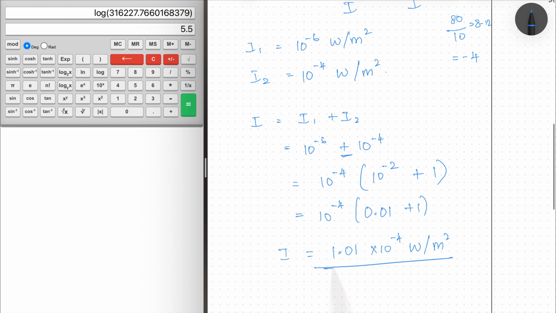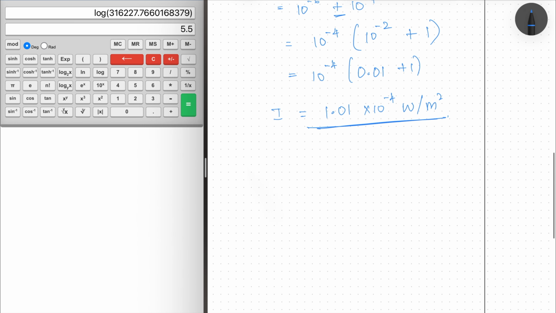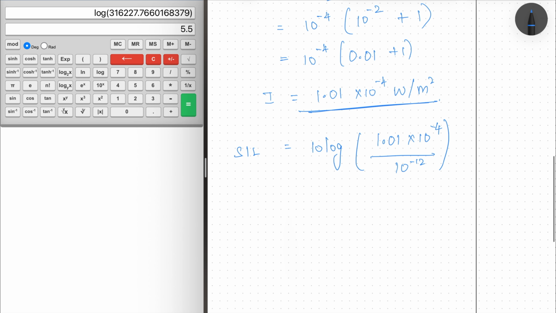Now you have to calculate this in your decibels. So SIL is equal to 10 log of 1.01 into 10 to the power minus 4 by 10 to the power minus 12. 10 to the power minus 12 is constant, it's I naught, right? So you'll get 10 log of 1.01 into 10 to the power 8, right?